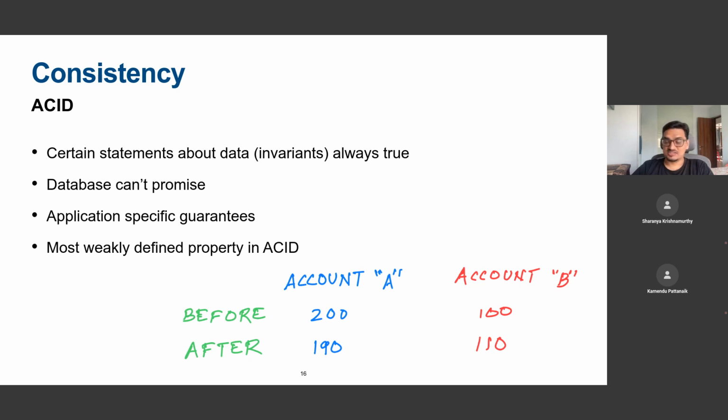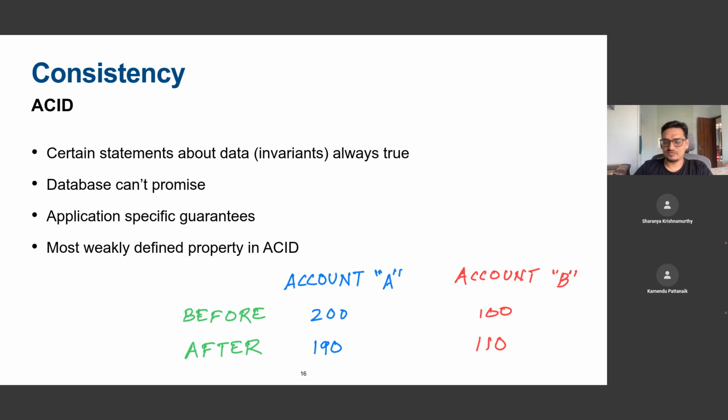Coming back to consistency, the C of ACID, all it says is that certain statements about data have to be always true. This is one example that I'm reminded of from the book I studied in college, and I think a lot of people would relate to this. So I'll very quickly skim through it. 2 accounts, account A and account B in a bank, money gets transferred from one to another. After the transaction and before the transaction, the total amount should be the same. So 300 and 300, and then we are consistent.